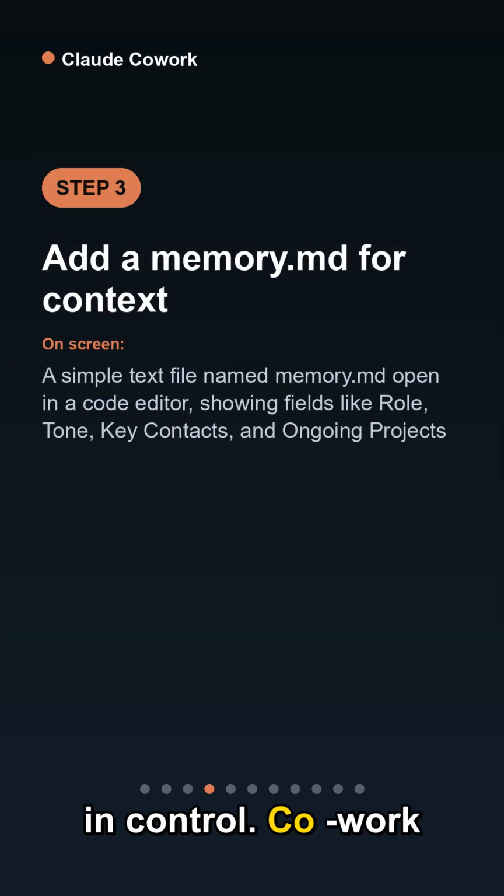Cowork has no memory between sessions by default, so create a file called memory.md in your working folder. Write in your role, your preferences, ongoing project context, and anything Claude needs to know to hit the ground running each time. Reference it in your prompt and Cowork will read it automatically before starting any task.